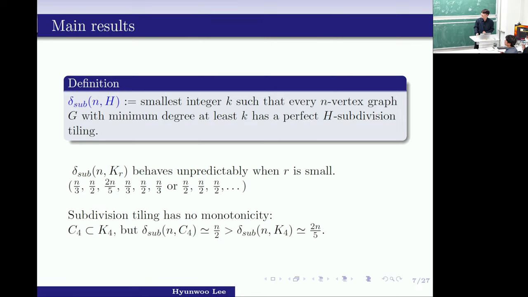Another remark is that subdivision tiling has no monotonicity. When you consider just a perfect graph tiling, let's consider two graphs H1 and H2, and assume H1 is a spanning subgraph of H2. Then obviously the threshold for H1 should be smaller than or equal to that of H2. However, in subdivision tiling, this property does not hold anymore. For example, the cycle C4 is a spanning subgraph of K4, but its minimum degree threshold for subdivision tiling is asymptotically strictly larger than the threshold for the clique of order 4. I think this is another interesting property. Now I will show my main result.